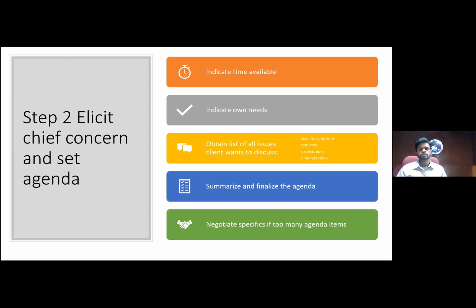Then you also clarify their expectations and understanding. See, I have told you that I am a lay counselor. What kind of help do you expect from me? What is your understanding about this whole process of counseling or therapy? So find out what their expectation is, and tell them what you will be doing as well, right?